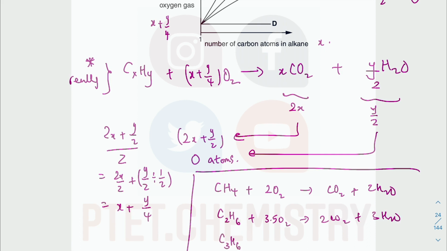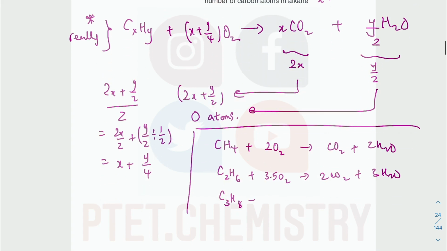I'll start with the next one really. C3H8. Okay, so 3 plus 8 over 4, that's 3 plus 2, that's 5 O2. 3 CO2 plus 4 H2O. Okay, so I've done enough in such a way that you can see plus 1 carbon, plus 1 carbon. Here you have plus 1.5 O2. Here you have plus 1.5 O2.